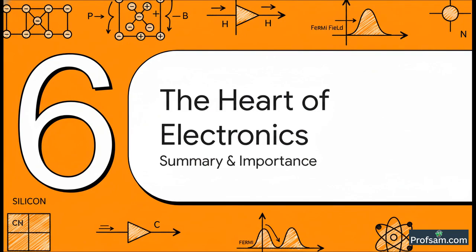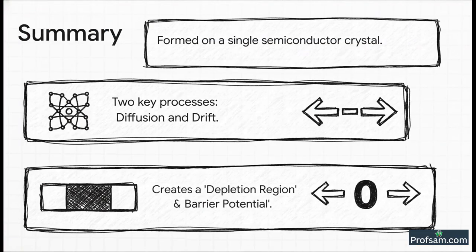So there you have it. We've seen how the junction is formed, the two currents, and the final equilibrium state. Now, let's just quickly wrap up everything we've learned and talk about why this one little thing is so incredibly important. All right, here's a quick summary for your notes.